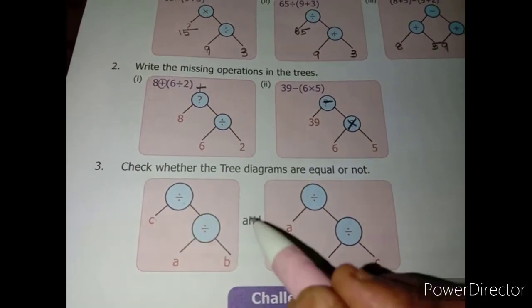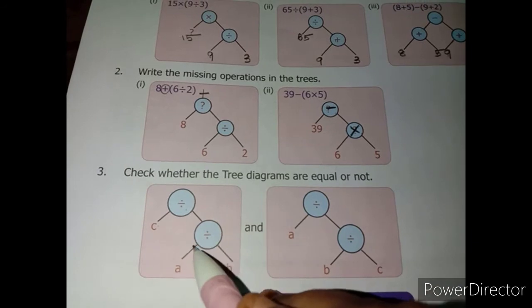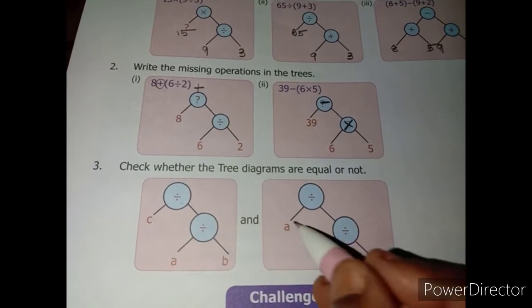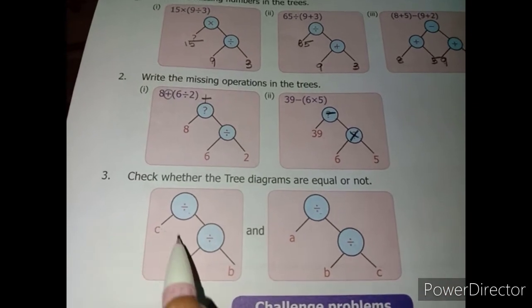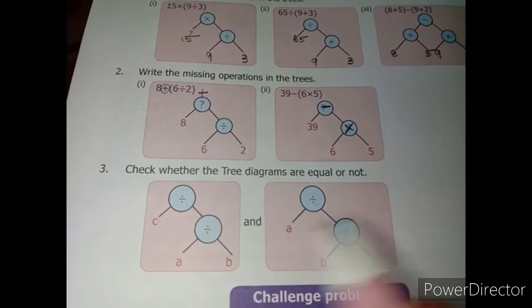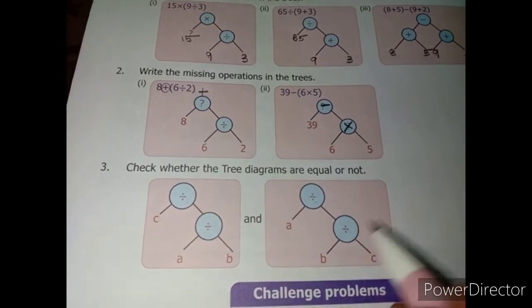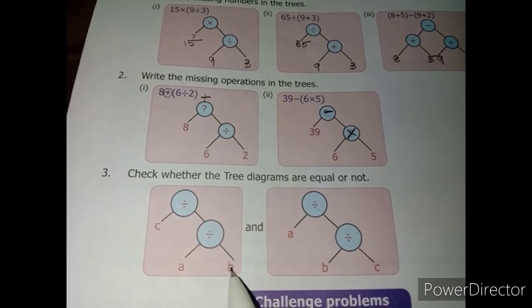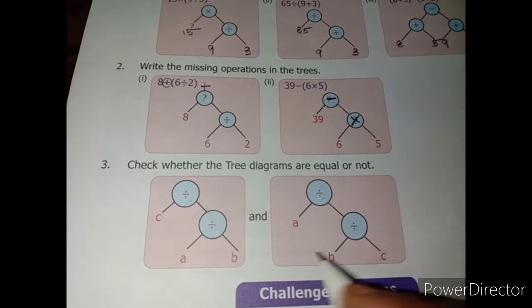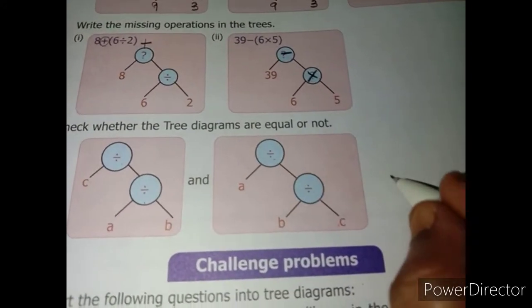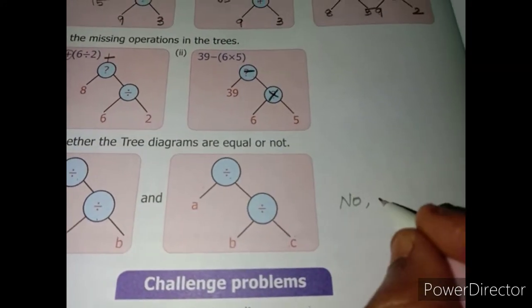Now, check whether the tree diagrams are equal or not. A divided by B divided by C. A division symbol, B division C. So the value may be different, but here they have given A divided by B divided by C, but here B divided by C divided by A. So they are not equal.